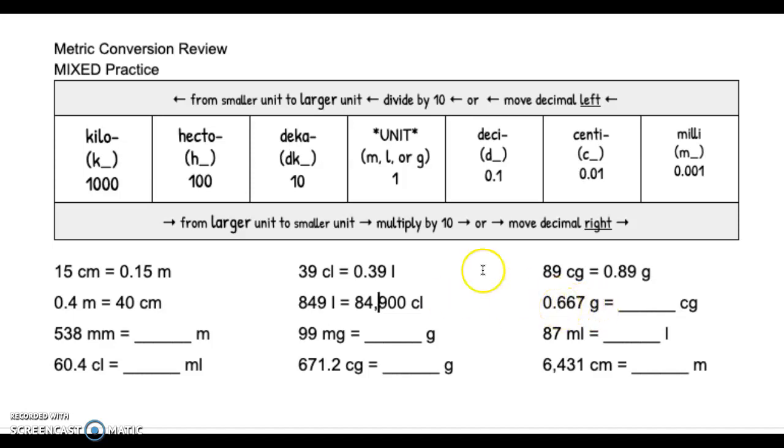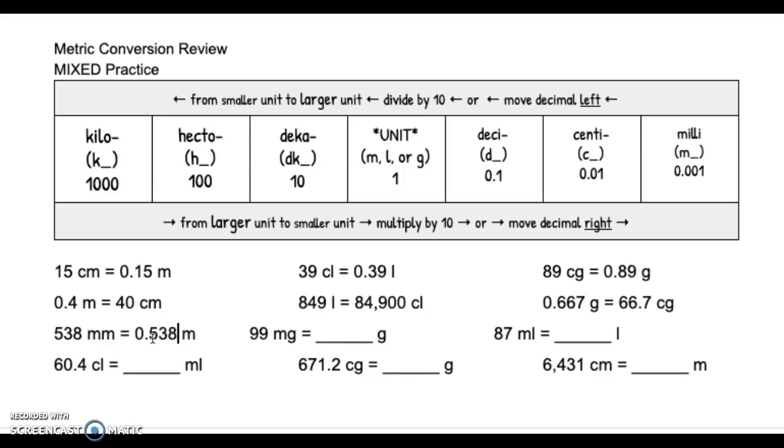667 thousandths of a gram to centigram. 1, 2. My decimal point will move 2 places to between the 6 and the 7. So it would mean 66.7 centigrams. Next row, 538 millimeters to meters would be 1, 2, 3 places to the left. So that would mean 1, 2, 3 places. I need it before the 5. 538 thousandths of a meter.